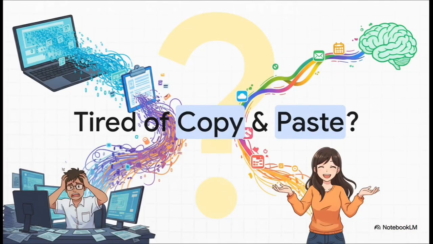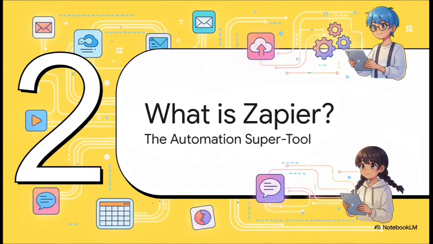When you really boil it down, so much of that work is just copying information from one place and pasting it into another. I mean, it's how we get things done, but it's also super tedious, it's easy to make mistakes, and let's be honest, it's a terrible use of a human brain. And that is exactly the problem that Zapier swoops in to solve.